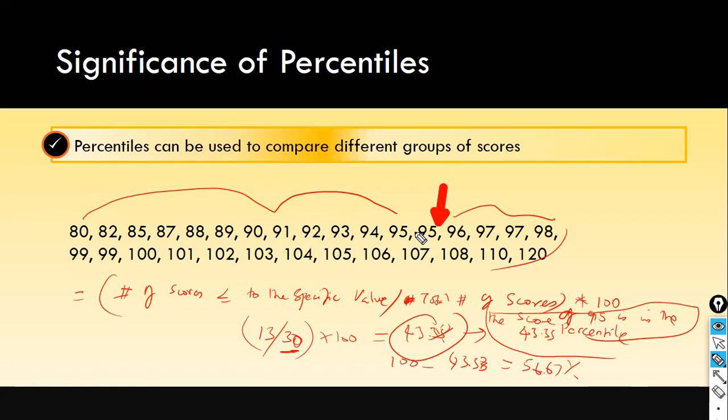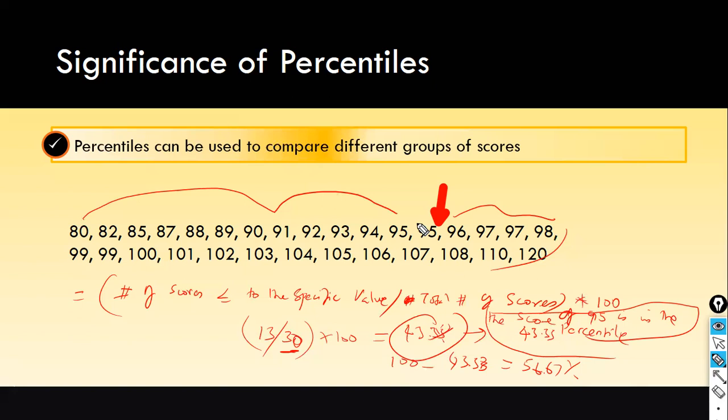Okay, so this is how we can compare using the percentiles. We can compare the specific score to other scores in a standardized way. So it helps us to understand where our score stands related to the rest of the data set. And also it helps us to understand how well the student performed compared to other peers. So that's how the percentiles are helpful to compare different groups of data.